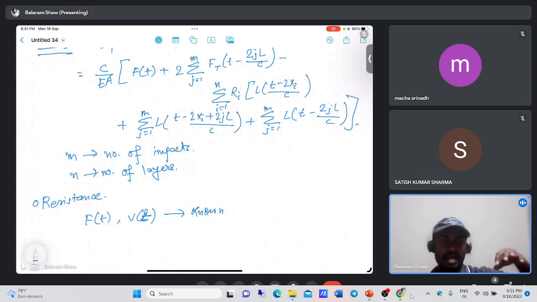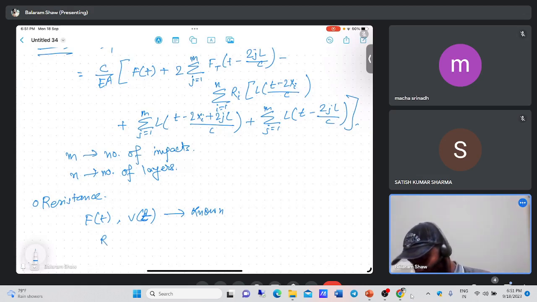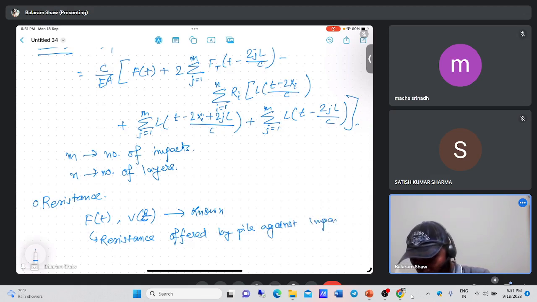Whatever hammer impact is there, we know the impact load, how much impact load we are giving, and we know the velocity. Then from there we can calculate the resistance that is offered by the pile against the impact. Okay, so this was what we have in the high strain dynamic testing or pile driving test. So now we'll move to this question.